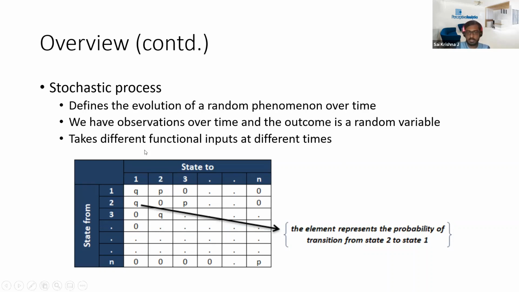And typically, this Markov chain model is modeled in matrix format. So you will have a starting state, and then a destination or ending state. In this matrix, you put the probabilities of transitioning from one state to another. So that's what they say here. The element represents the probability of transition from state 2 to state 1. So the probability of going from state 2 now to state 1 tomorrow is Q.